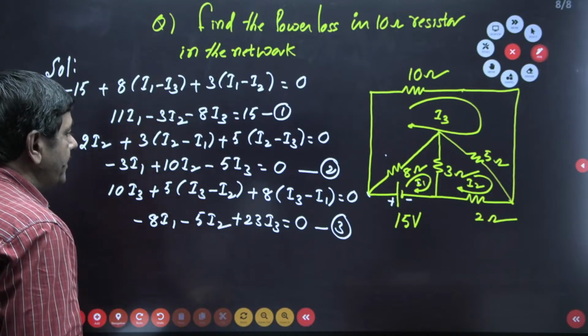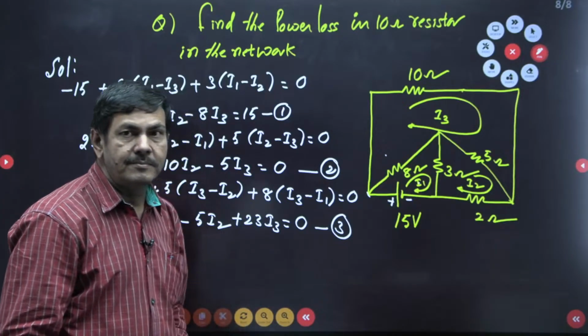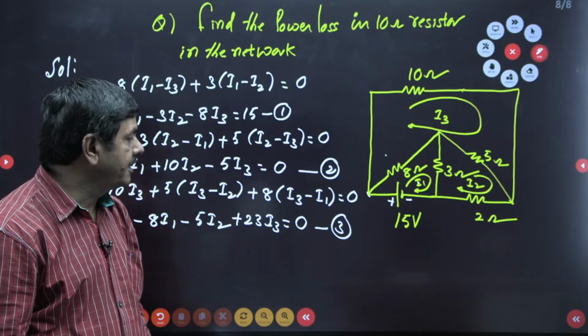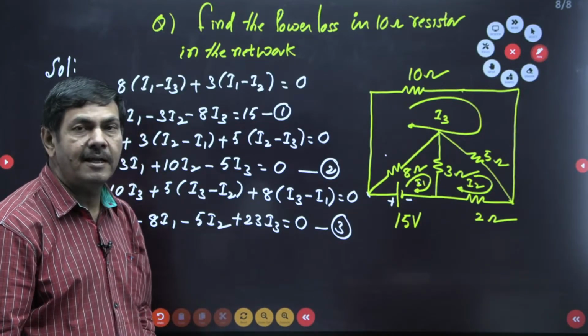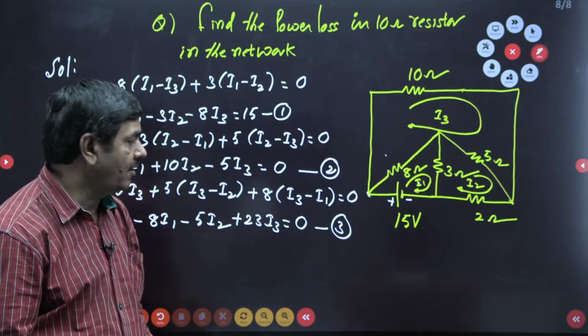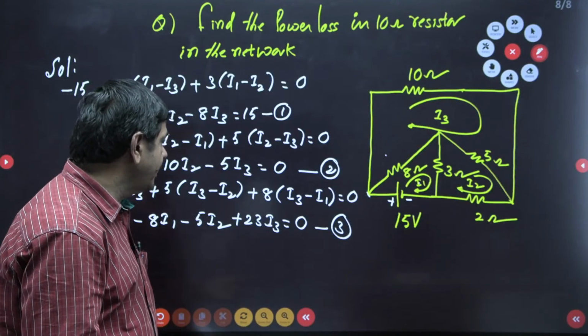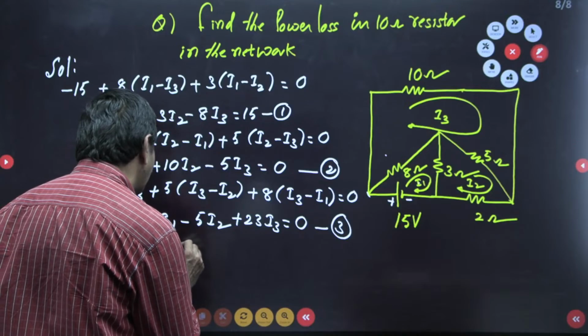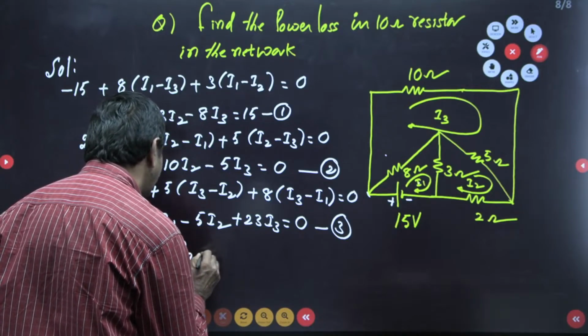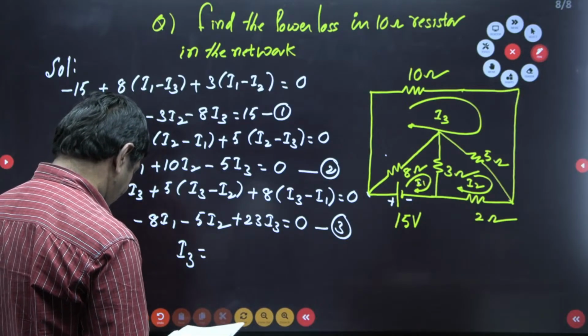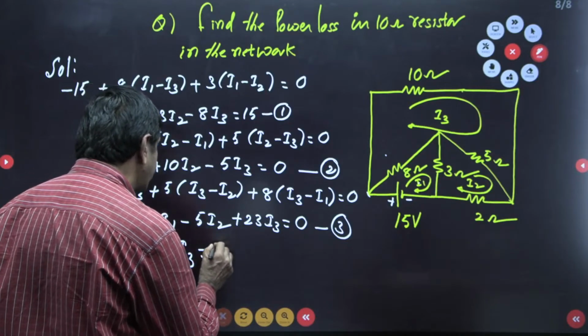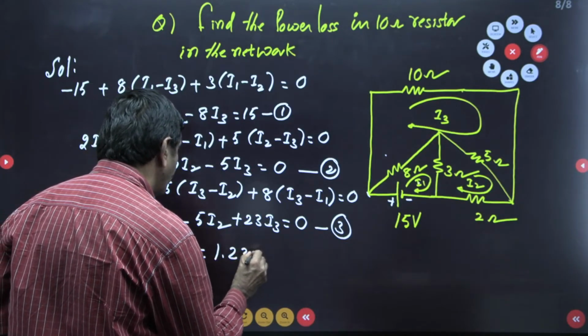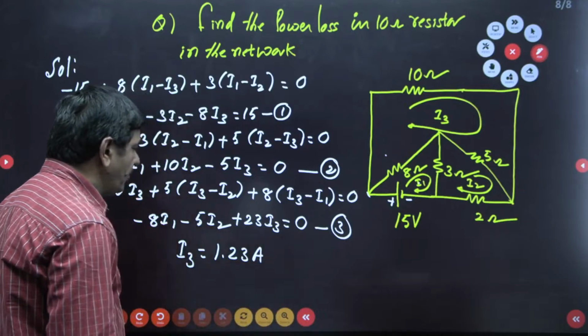By using Cramer's rule from mathematics, you can find the I3 value. Otherwise, you can solve directly. If you solve these 3 equations, you can get the I3 value. I am directly giving it here: the value of I3 comes as 1.23 amperes.